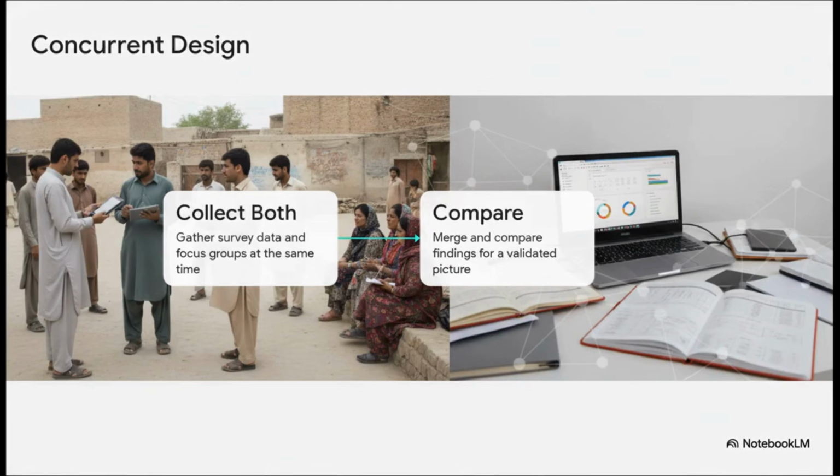Or you could flip the script and use a concurrent design. This is where you're gathering your broad survey data out in the village square, while literally at the exact same time, you're hosting an intimate qualitative focus group nearby. You collect it all at once and then merge the findings at the very end. It gives you a highly validated, multidimensional snapshot of the community.